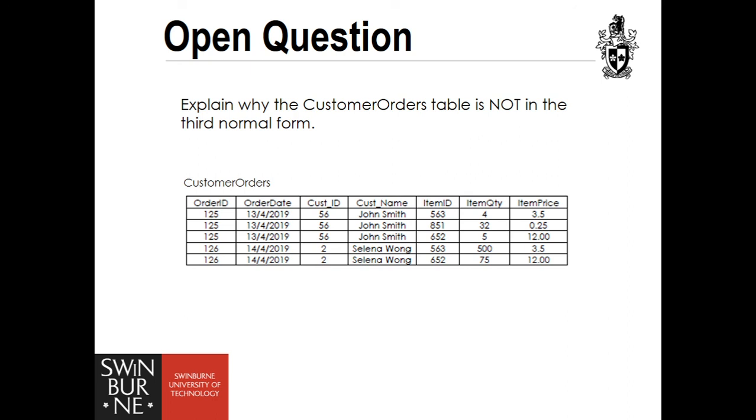So we can go to the open question. I think we already did this in the previous lab, so I will put this in the Canvas discussion. Explain why the customer order table is not in the third normal form. So this is the question.